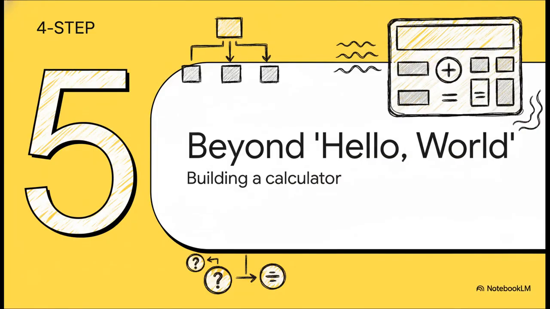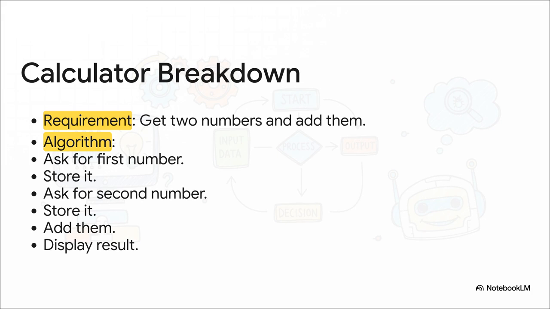But, just printing a name is a little simple. Let's kick it up a notch and really hammer home that 4-step process. Now, we're going to build a tiny calculator that can add 2 numbers. Okay, let's use our superpower here. Step 1, the requirement, easy. Get 2 numbers from a user and add them.